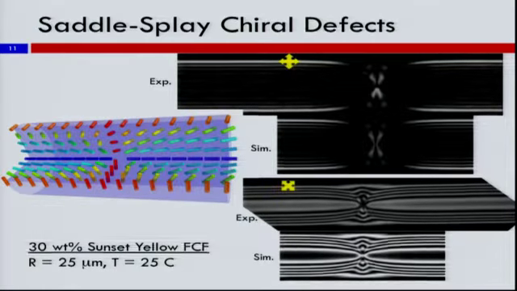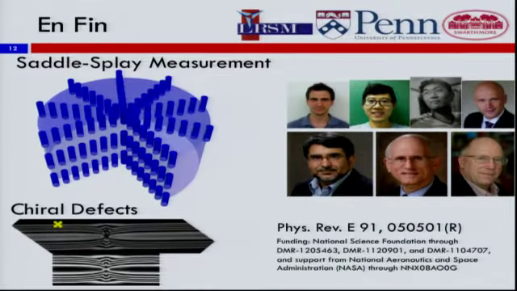We also checked the defect using Jones matrices again, actually calculating what the hedgehog defect would look like under cross polarizers. And again, you see the experiment on the top and the Jones matrix simulation on the bottom, and you can see there's very nice correspondence there. So that's the end of our work at this point.